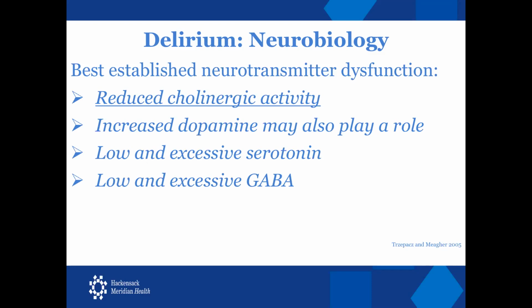Okay? Low or excess serotonin could explain why sometimes psychotropic medication is associated with delirium, and similarly with GABA. So these are your classes of medication that you should be thinking about if a patient is coming in with acute mental status changes and if any of those medications were started.